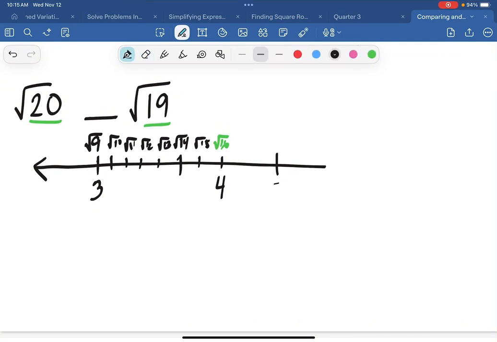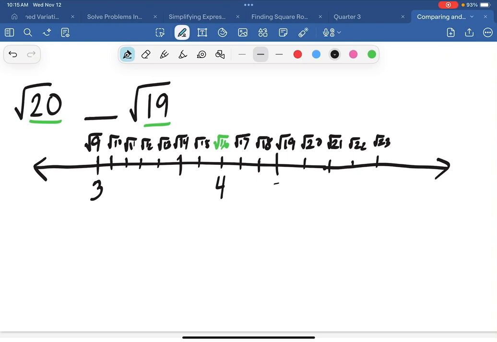Now let's add this. Let's make this longer. So that means next to the square root of 16 would be the square root of 17. Square root of 18. Square root of 19. Square root of 20. Let's proceed until 25. Square root of 21. Square root of 22. Square root of 23. Square root of 24. And square root of 25.